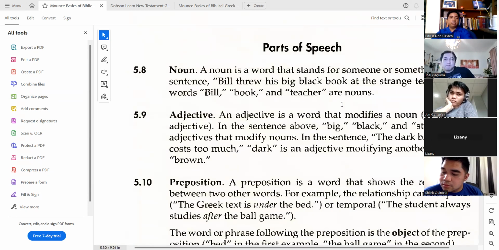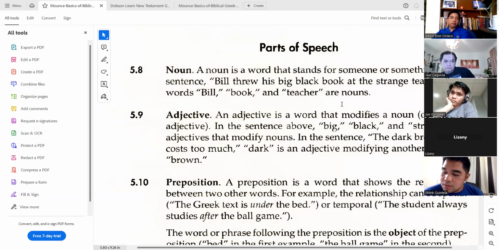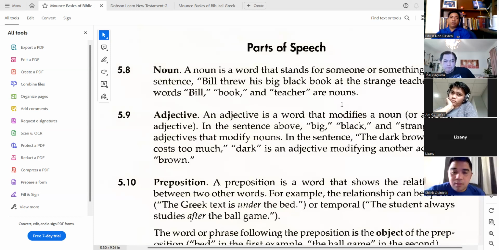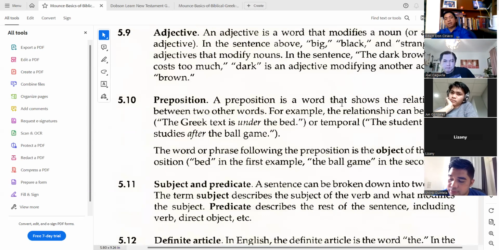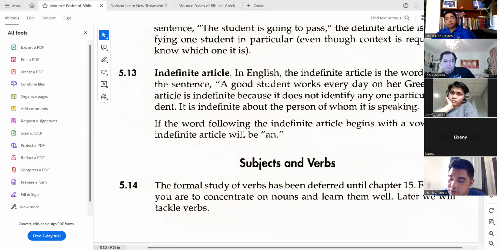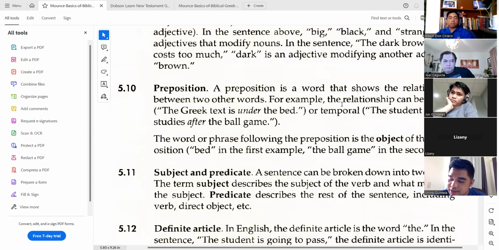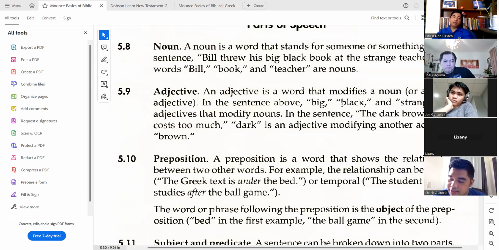Okay, the parts of speech. There is a noun, there is an adjective. An adjective is something that modifies or describes a noun. They also have adverbs, but they did not include it here. An adverb is a word that modifies an adjective, a verb, and another adverb. Okay, so an adjective, like big, black, and strange.